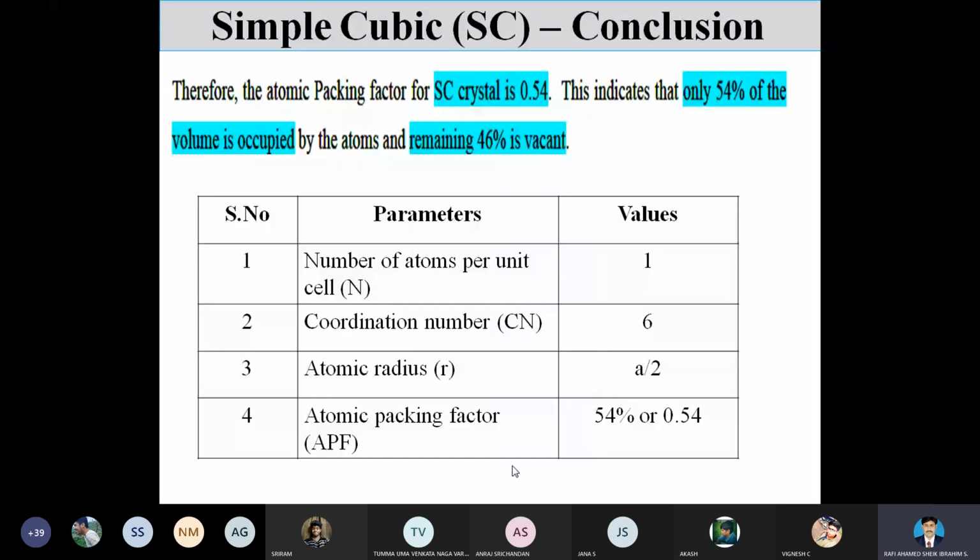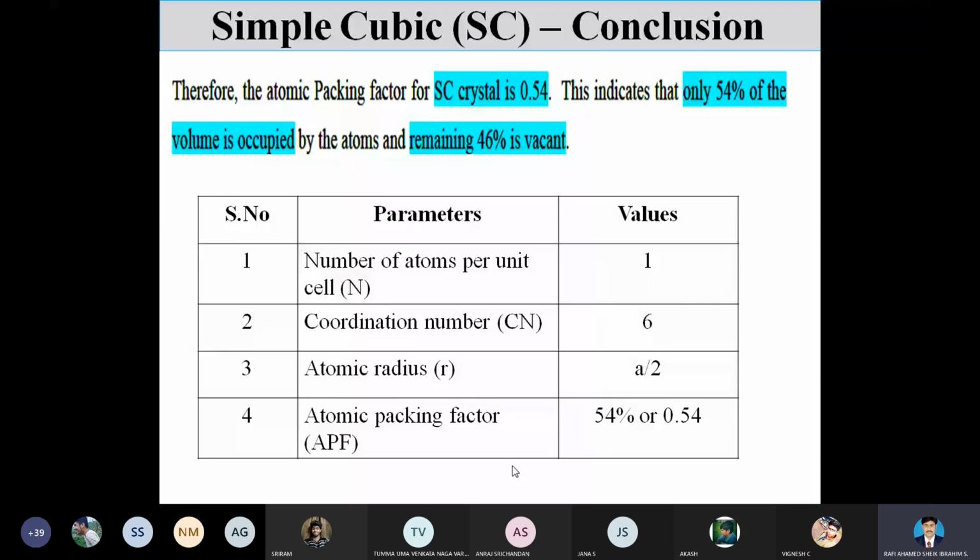So this is the way you have to represent it. After writing the conclusion, you have to draw the table which I have shown here: serial number, parameters, value. What you have obtained from the parameters, you have to write it here as the final conclusion.